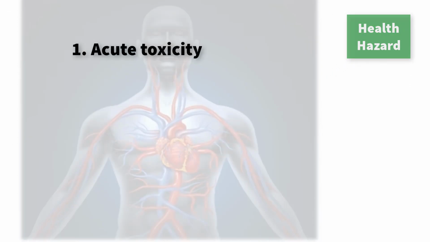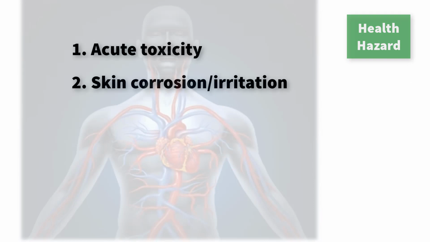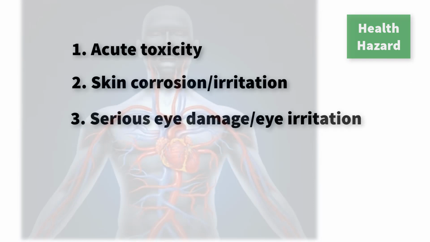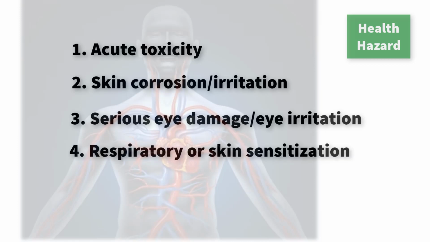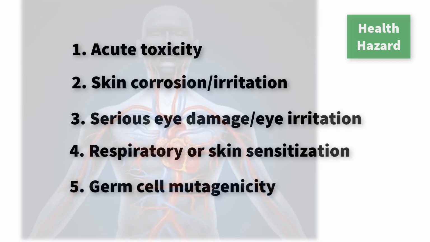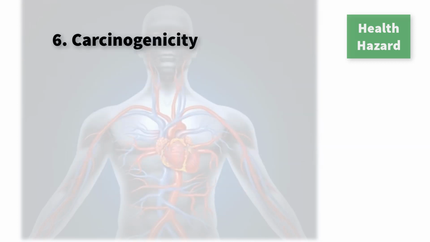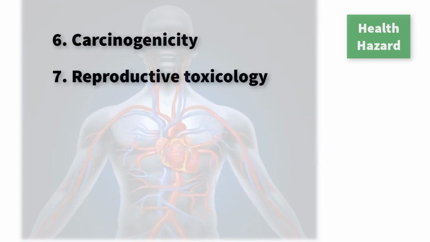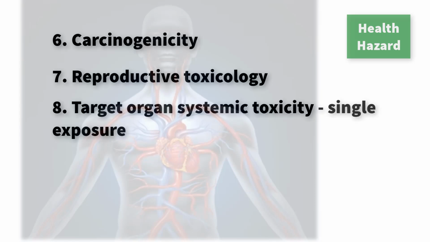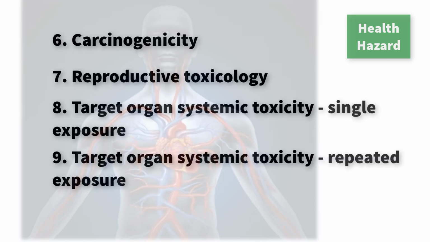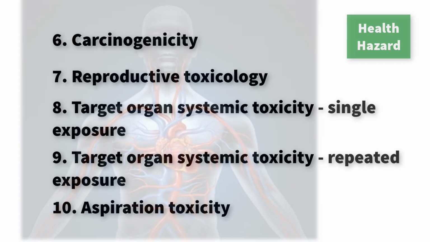The 10 health classes that are classified under the health hazard group are acute toxicity, skin corrosion irritation, serious eye damage eye irritation, respiratory or skin sensitization, germ cell mutagenicity, carcinogenicity, reproductive toxicology, target organ systemic toxicity single exposure, target organ systemic toxicity repeated exposure, and aspiration toxicity.